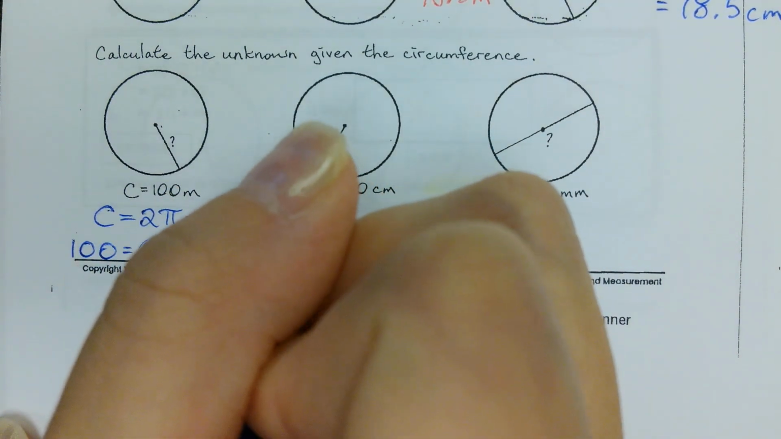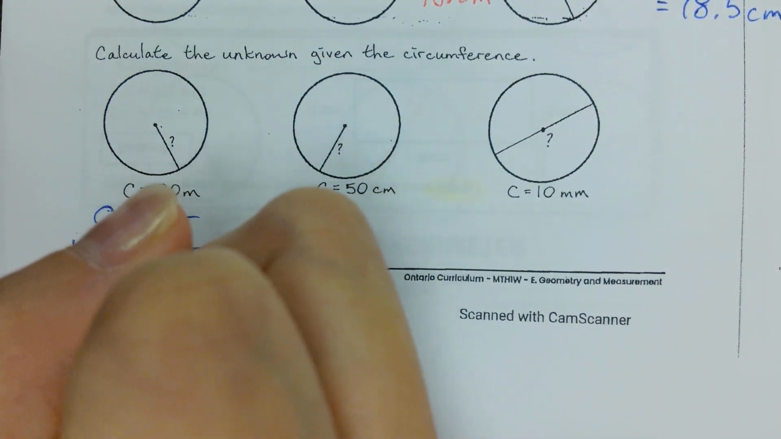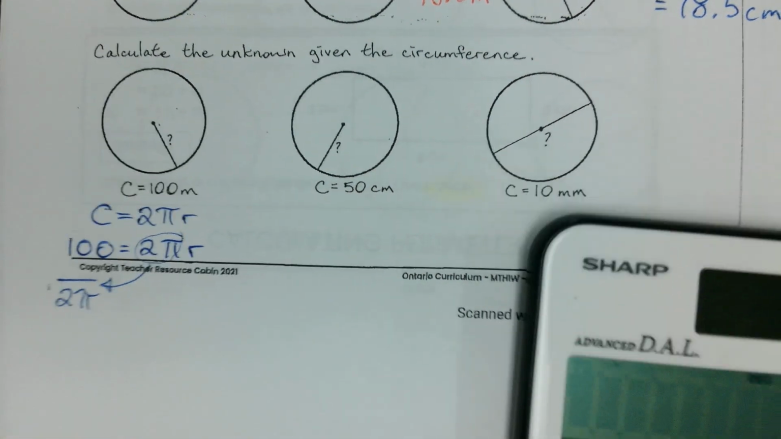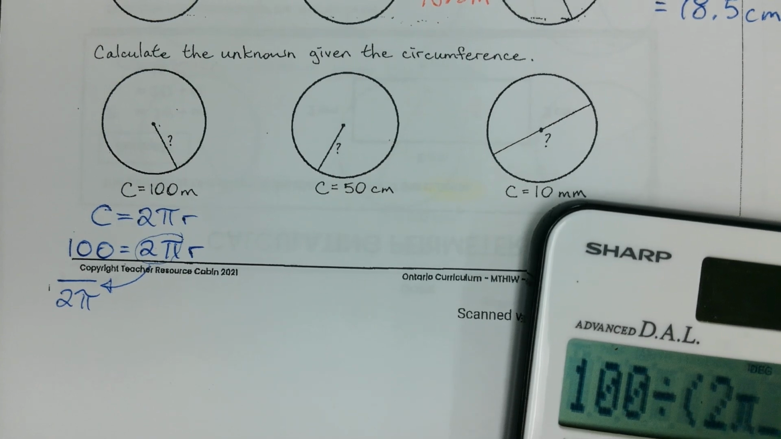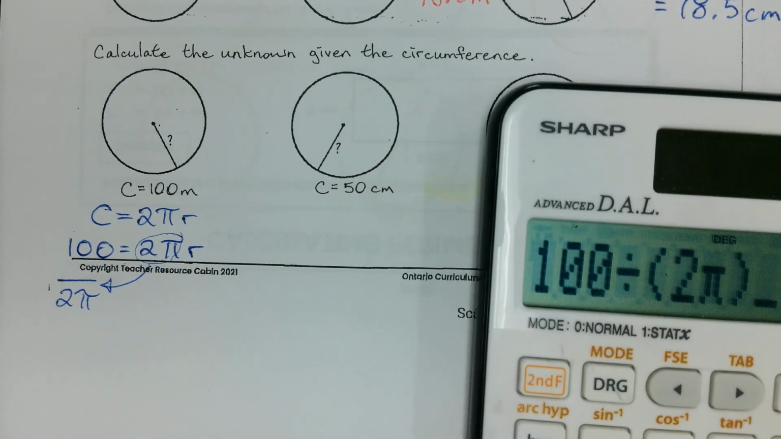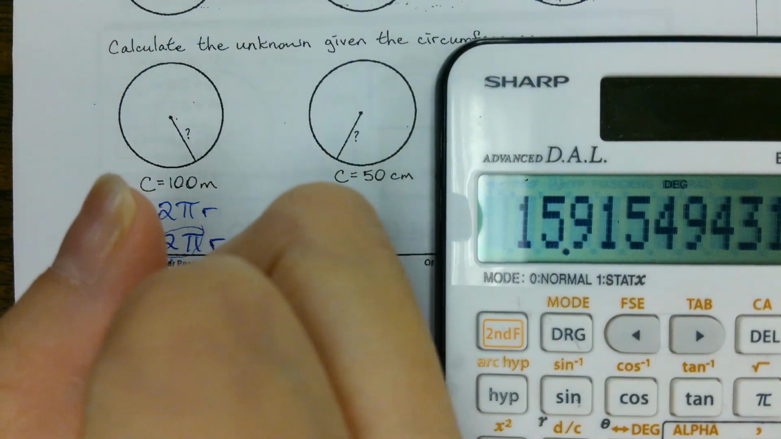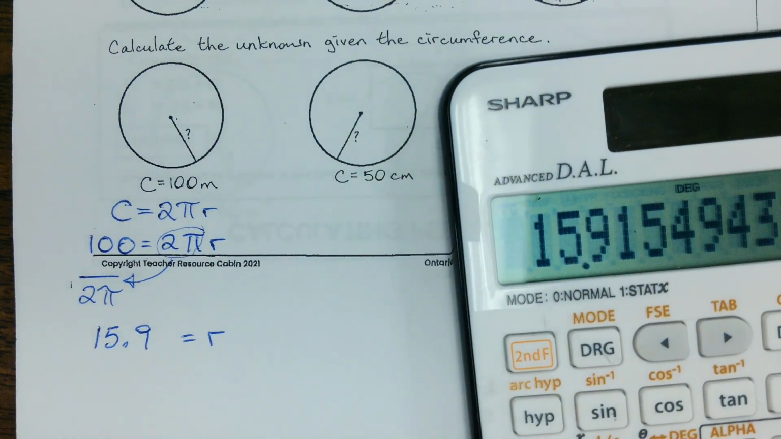So notice right here, this is just multiply and multiply. So when I move it over, I divide. So 100 divided by 2 times pi, divided by 2 pi, like this. I get 15.9. So radius is 15.9, and my unit, meters.